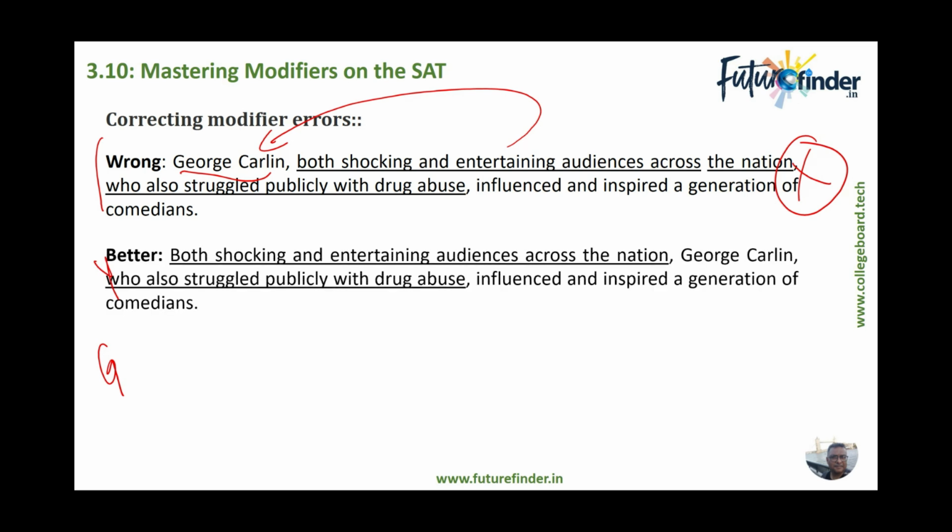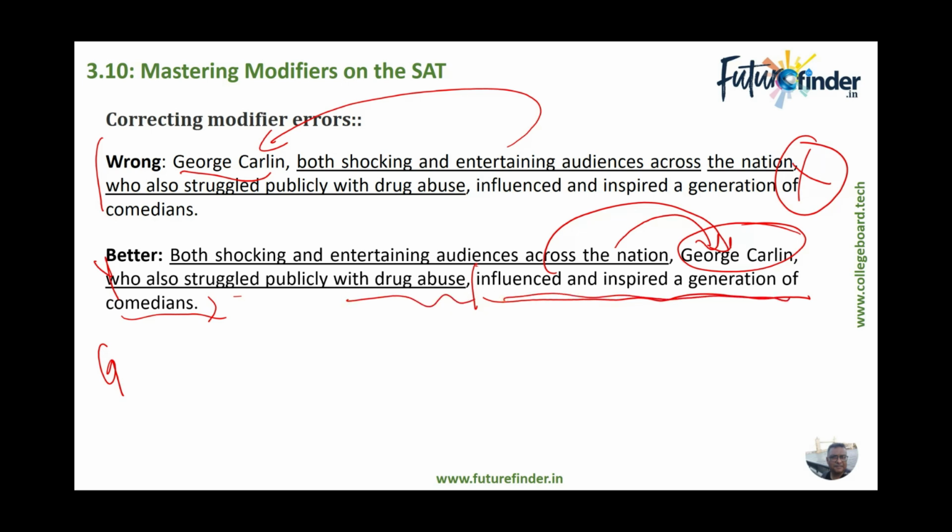There is a better way, the yellow one. Both shocking and entertaining audiences across the nation. Again, who did that? George Carlin, who also struggled publicly with drug abuse. Again, referring back to George Carlin, influenced and inspired a generation of comedians. But this is still a yellow, because this "who" again refers back to George Carlin, but it is not with George Carlin. It is with who also struggled publicly with drug abuse, influenced and inspired. A person who is struggling publicly with drug abuse would really not influence and inspire a generation of comedians. So this should be connected somehow to George Carlin.